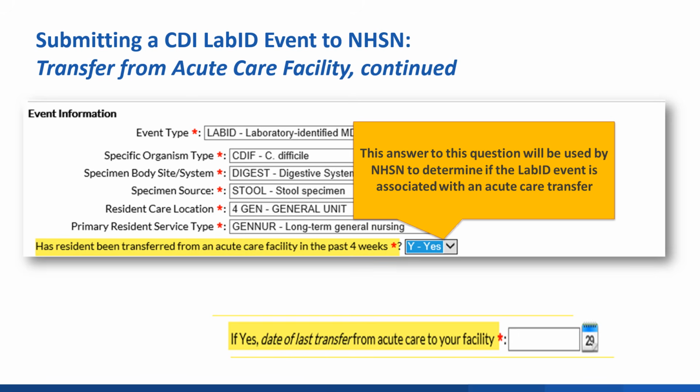Low events are further subclassified as acute care transfer long-term care facility onset, or ACT low, LabID events with a specimen collection date 4 weeks or more following date of last transfer from an acute care facility.